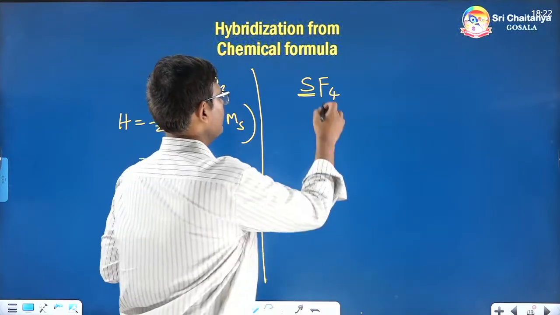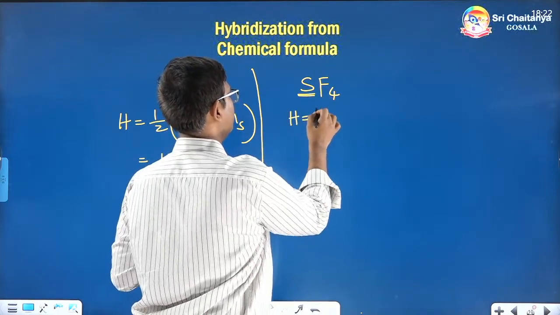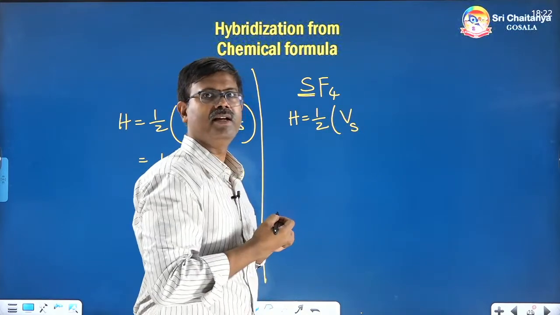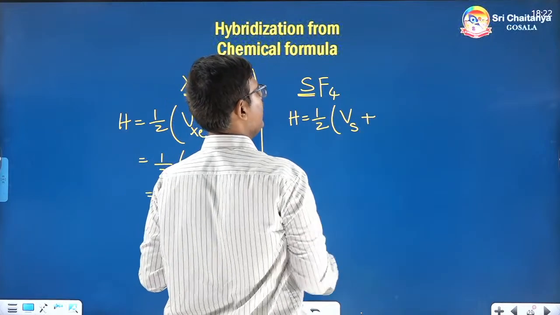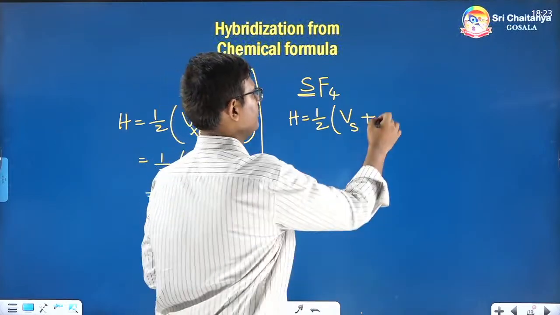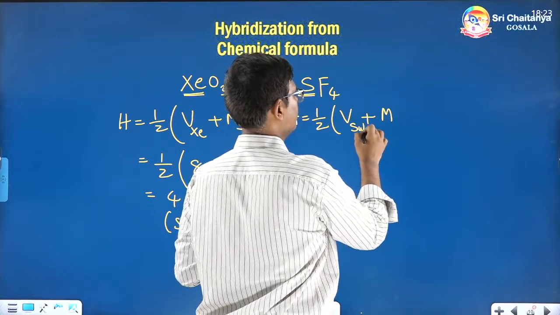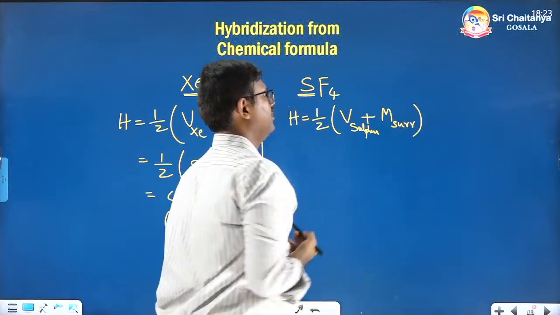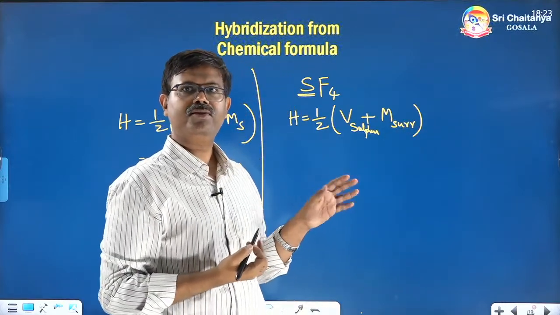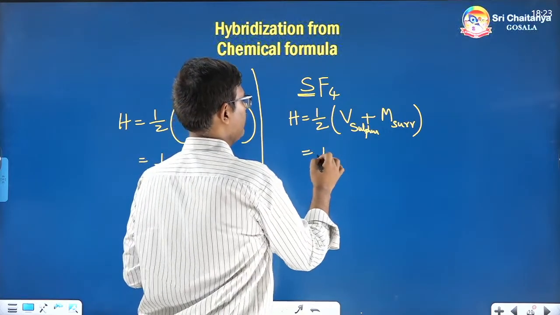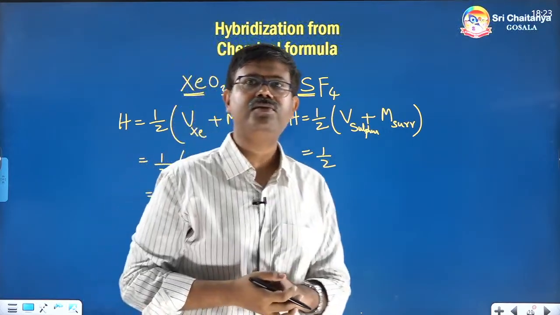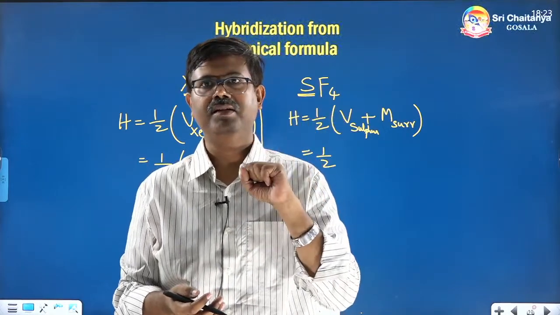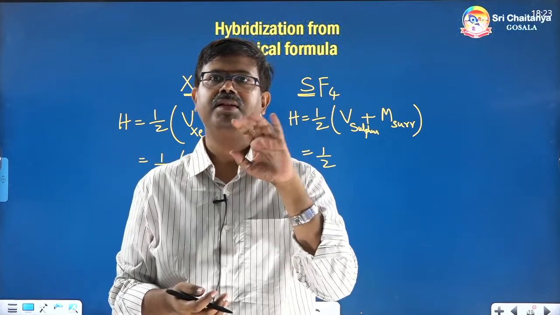Now, H is equal to half of the valence electrons on the sulfur, that is the central atom, plus the monovalent surrounding atoms. To avoid confusion with S, I will write V sulfur. This is surrounding. It is neither cation nor anion, so 0 and 0. Now, sulfur belongs to which group? Oxygen, sulfur. So which group have we written? Group 16. So valence electrons are how many? 6.